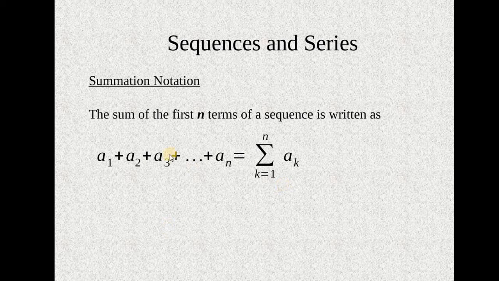So this one represents a series in sigma notation. The sum of the first n terms of a sequence is written as a1, a2, up to an. This summation of the terms for the given sequence can be represented in sigma notation as sigma ak, where k is equal to 1 up to n.